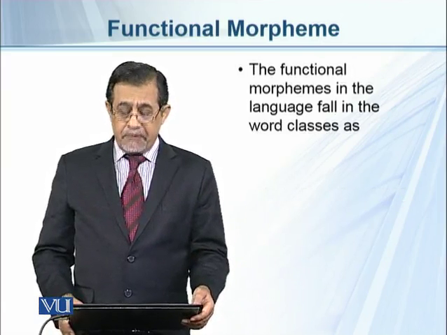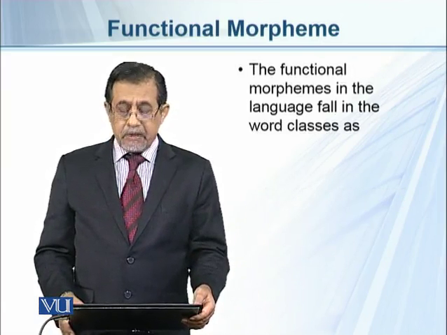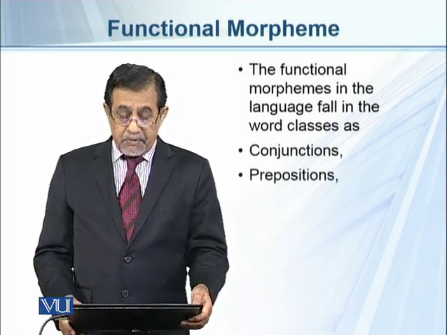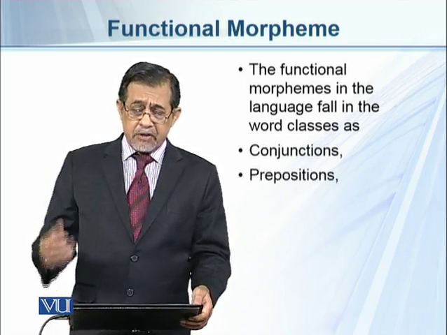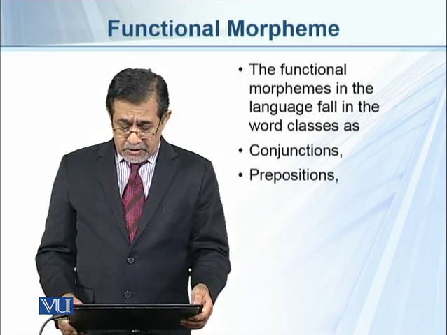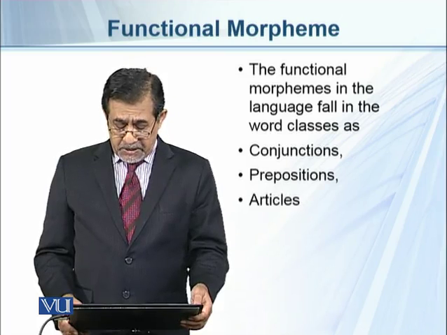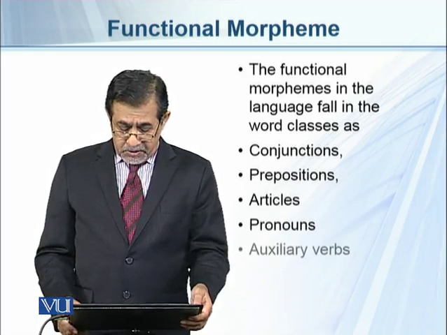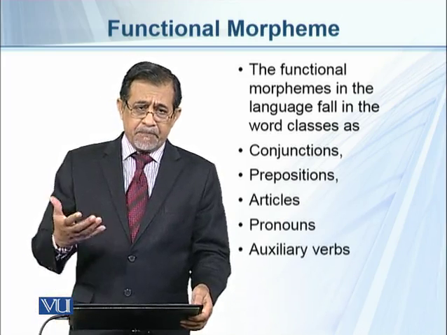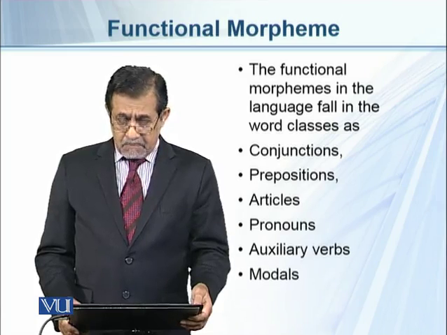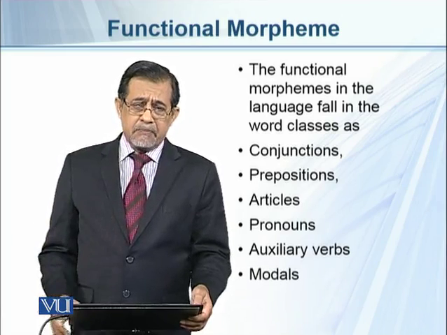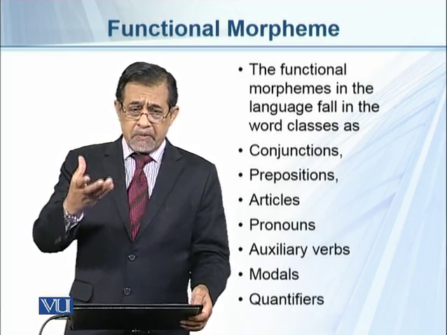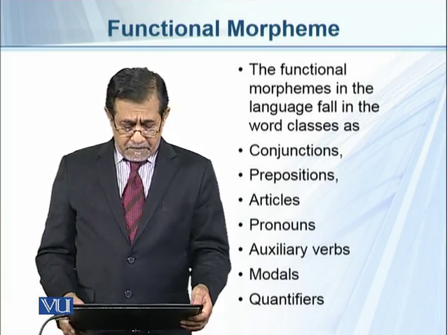So the functional morphemes in the language fall in the word classes as conjunction, which joins two words; preposition, which gives direction or other things; articles, specifiers; pronouns, which make references to previous nouns; auxiliary verbs, which help in tense; modals, which show the subject's attitude; and quantifiers, which show the quantity of a thing.